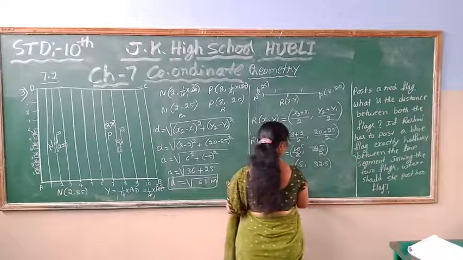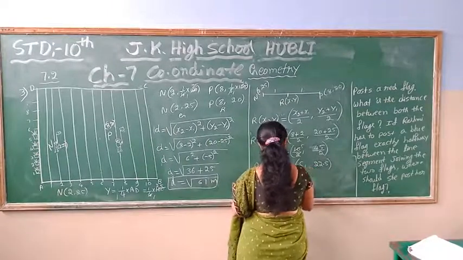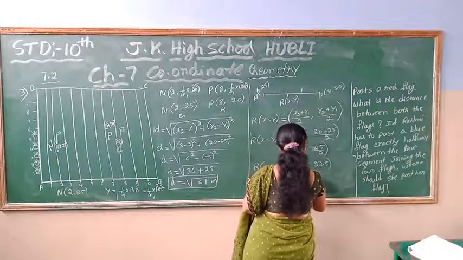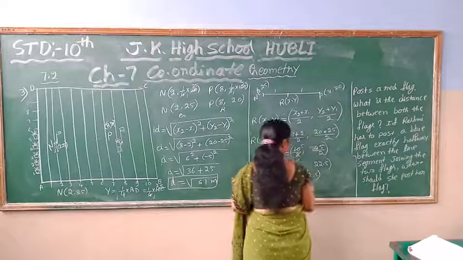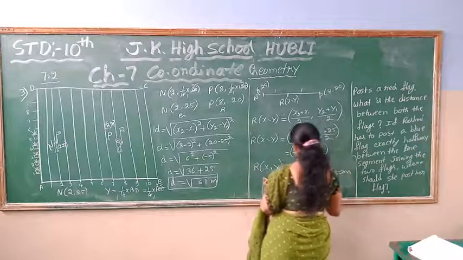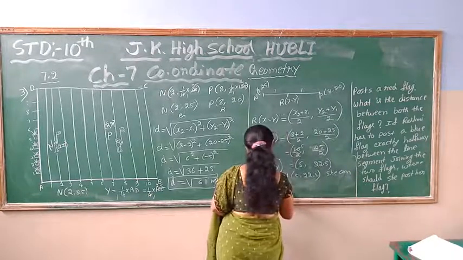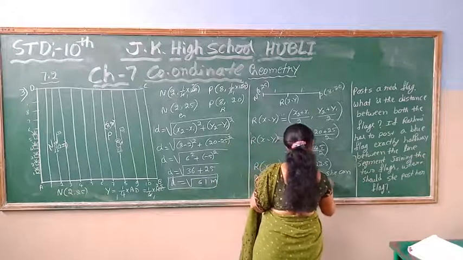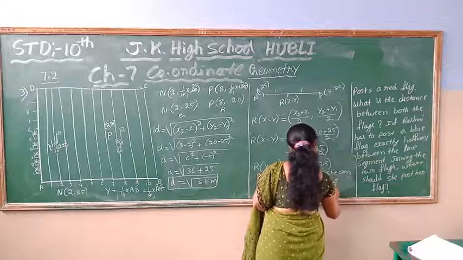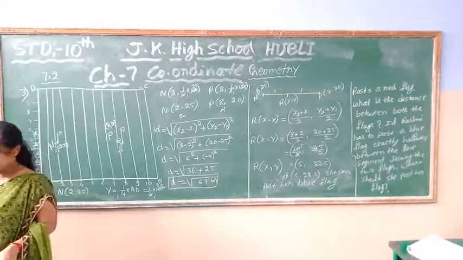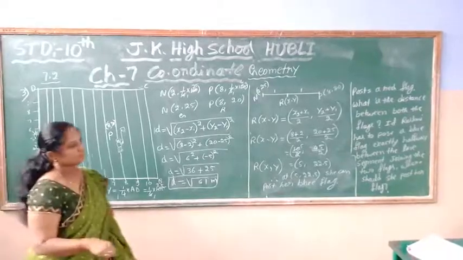Therefore, she can post her blue flag at the position (5, 22.5). Children, write down now. Write down, children.